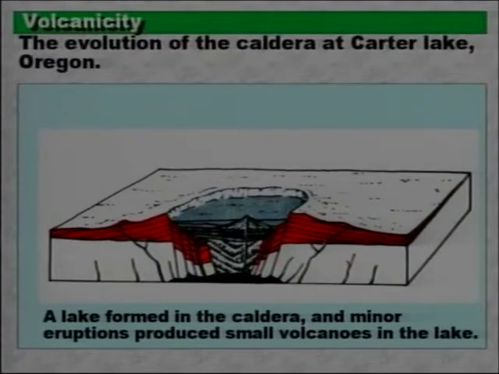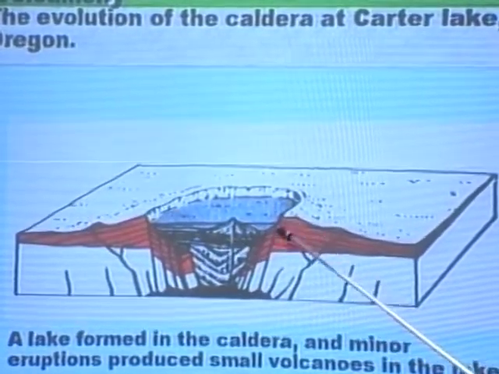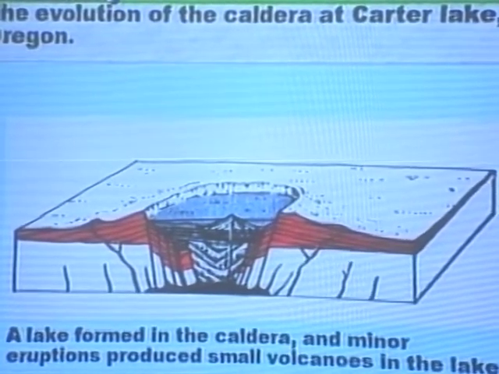It goes on to say there, the lake formed in the caldera over time, and minor eruptions produced small volcanoes also in that particular lake. So you can see a volcano uprising or coming out, and already the area filled up with water, resulting in the formation of the lake.